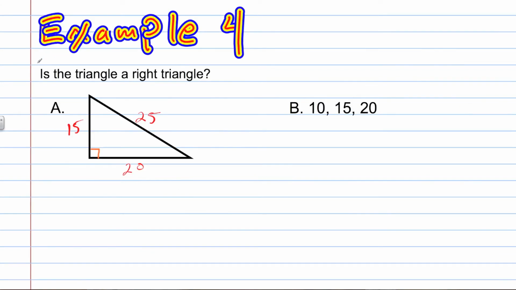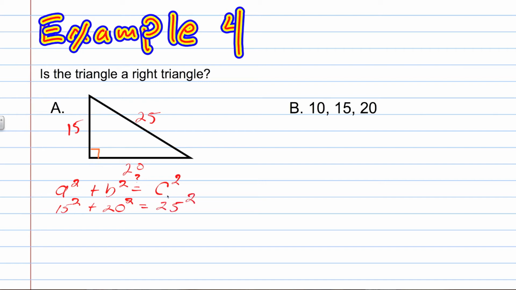In example 4, we're being asked to determine if the given triangle is a right triangle. So in this case, we're going to be using the converse of the Pythagorean theorem, which says that if these 2 sides squared, their sum is equal to the square of this side, then we do have, in fact, a right triangle. So let's write this down, the Pythagorean theorem: a squared plus b squared is equal to c squared. Here's where the converse part really comes in: we're testing that equality. So in this case, we end up with 15 squared plus 20 squared, and that's supposed to be equal to 25 squared.